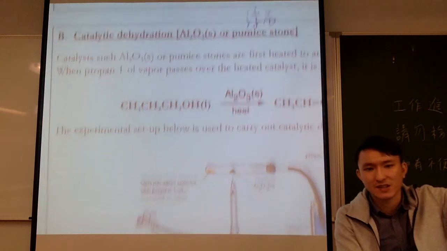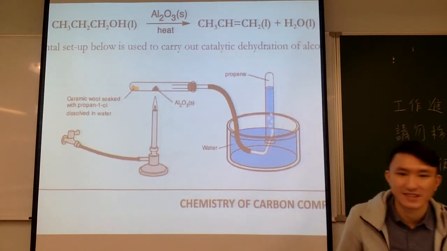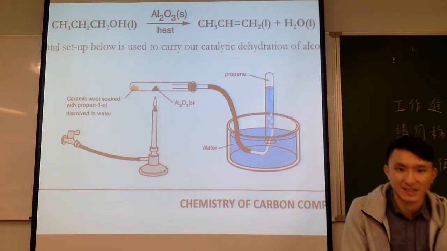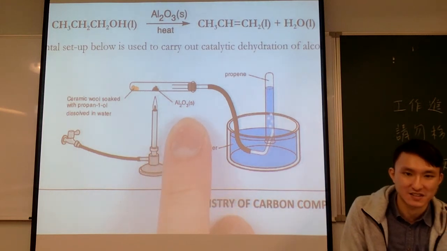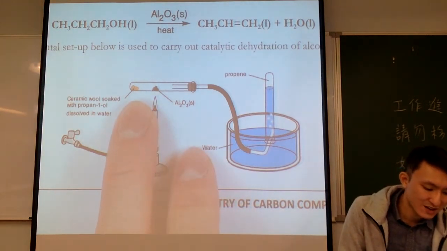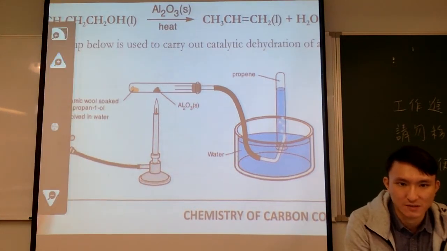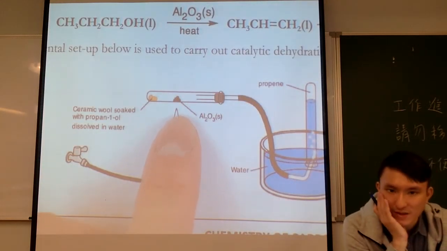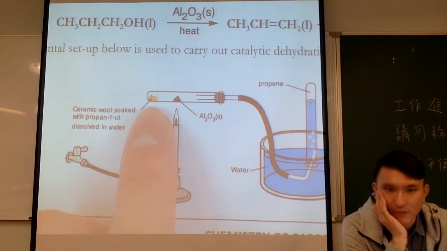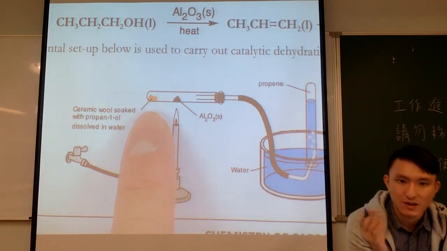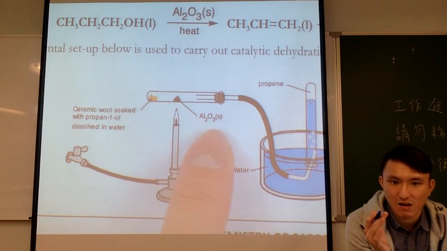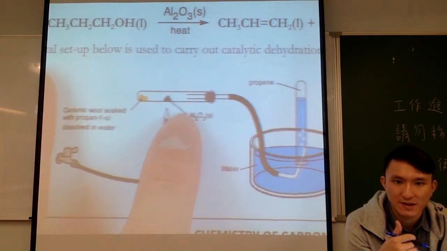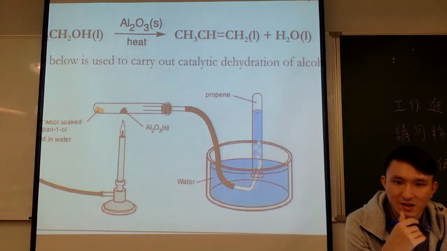So this one, again, we have to heat it, but this time we use the catalyst instead of a dehydrating agent, okay? Now look at this setup. Does it look familiar? It does, right? This is a setup that we also use in cracking, catalytic cracking. And you may also realize that even the catalyst is the same. We use ceramic wool or rock wool to soak the propanol. Then we will heat the catalyst most of the time, and occasionally heat the ceramic wool, and once the propanol gets vaporized, it will slowly pass along the aluminium oxide. And this is where the dehydration takes place, and it will form propene as well as water vapour.